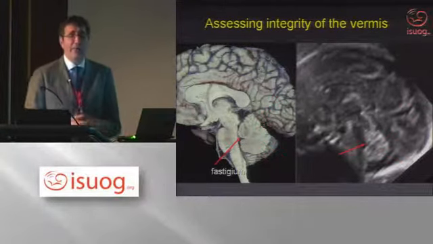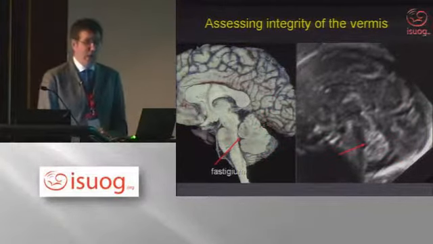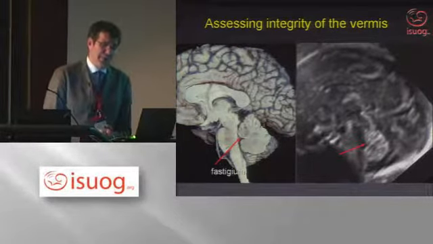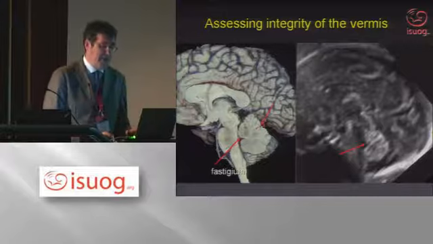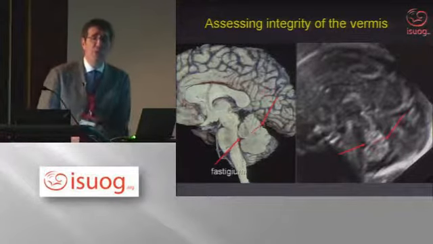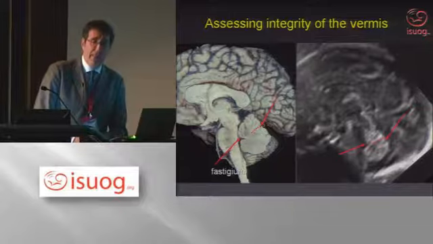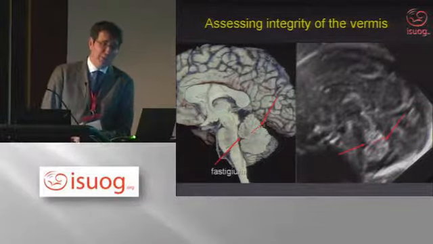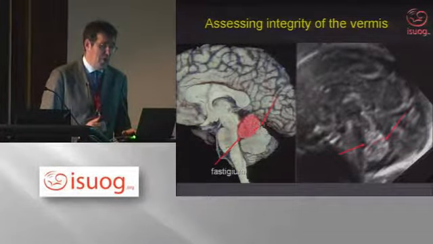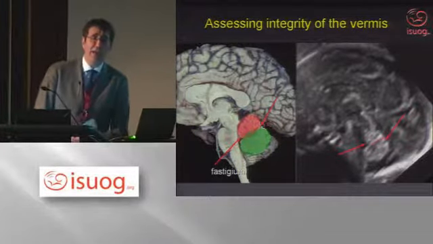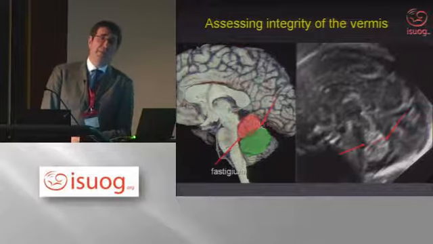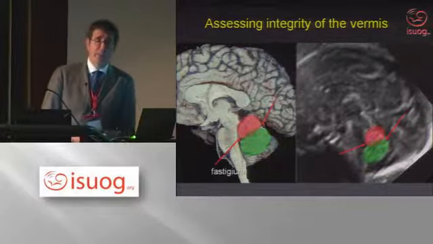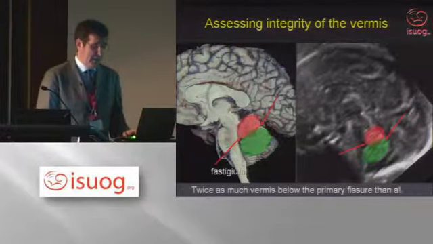Otherwise, you use a semi-subjective evaluation, because it is difficult to visualize the secondary fissure, but usually in the second trimester of gestation, the primary fissure is almost always well seen. And in general, it is one lobe above the primary fissure and two lobes below. So, more or less, twice as much cerebellum below the primary fissure as above. That is a semi-subjective assessment.